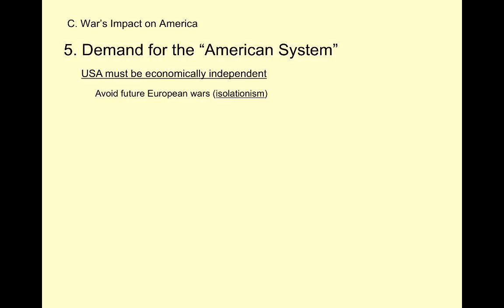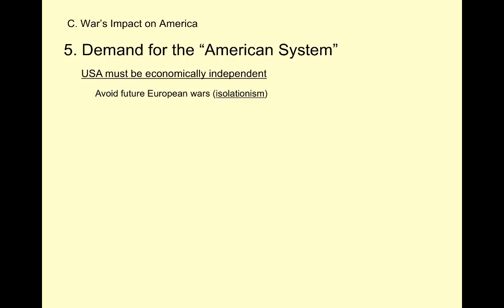And we feel that America must be strong. America, if we're ever invaded again, has to be able to stand up for ourselves. We have to be a strong, economically independent country so we never have to have the humiliation of having our capital burned. And so the only way to do that is to increase our manufacturing, to make America economically strong. Another reason we do this after the war is it helps us be isolationist.